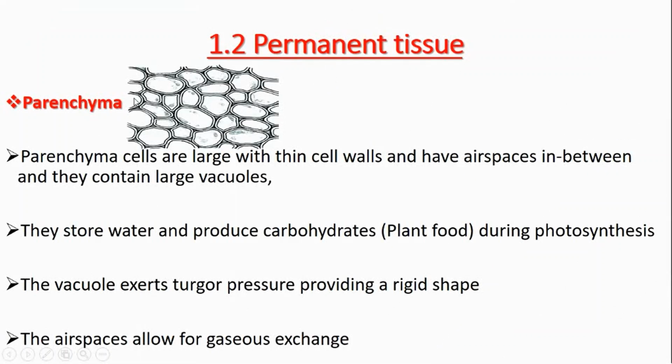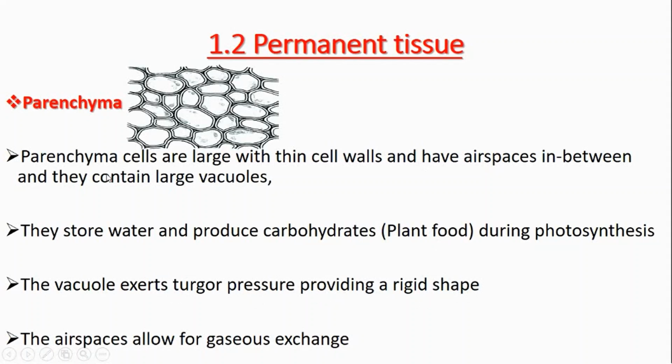Our second permanent tissue is the parenchyma. Parenchyma cells are large with thin cell walls and have air spaces in between them, and they contain large vacuoles. As you can see, there are spaces in between these cells. These are known as air spaces. They store water and produce carbohydrates during photosynthesis. Carbohydrates is food for the plant. The vacuole exerts turgor pressure, providing a rigid shape.